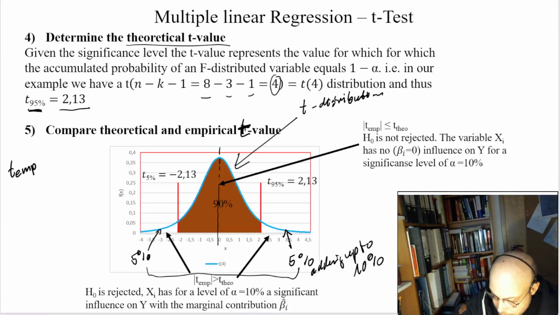And let's start with the empirical value of beta 1. How was it defined?